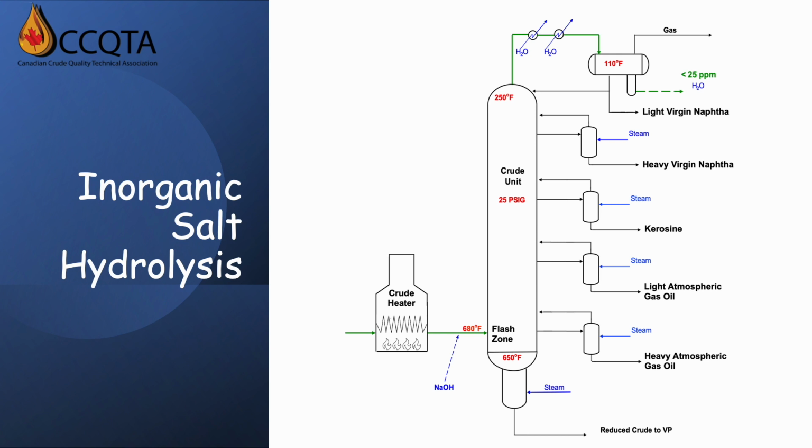Residual salts left in the crude after desalting will undergo hydrolysis due to steam addition in the crude unit flash zone, where temperatures can range from 315 to 370 degrees C or 600 to 700 degrees Fahrenheit. At these temperatures, in the presence of steam, the chloride dissociates and combines with hydrogen to form hydrogen chloride vapor, which travels up the tower where it's absorbed by the condensing steam, forming liquid hydrochloric acid.